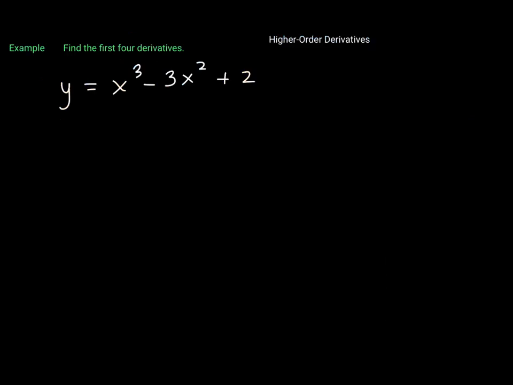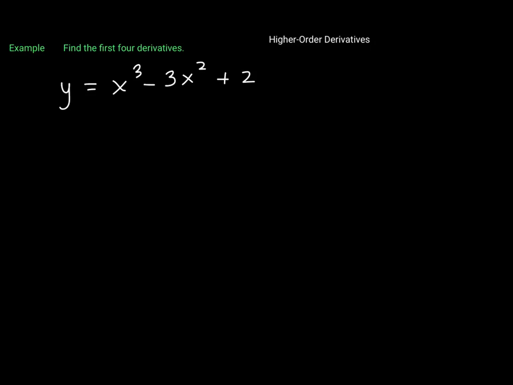All right, we conclude this lesson by finding higher order derivatives. So here, they want us to find the first 4 derivatives. Now, up to this point, we've been finding the first derivative, right? We've been finding y prime or f prime of x. So we've only been finding the first order derivative. So here they want us to find the first derivative, then the second derivative, the third derivative, and the fourth derivative. Okay, so let's do it now.